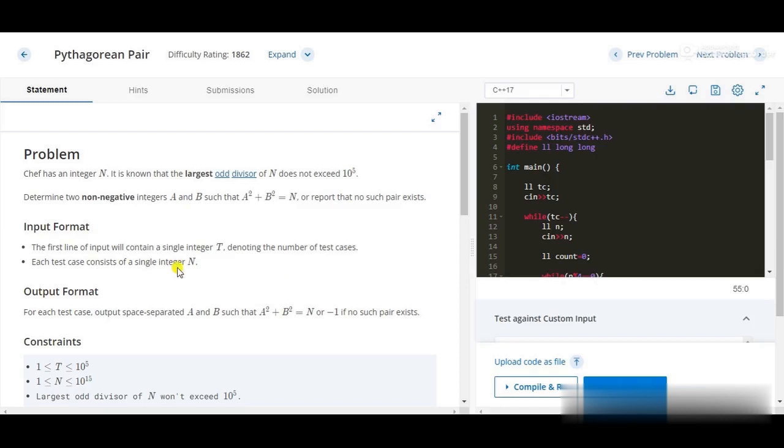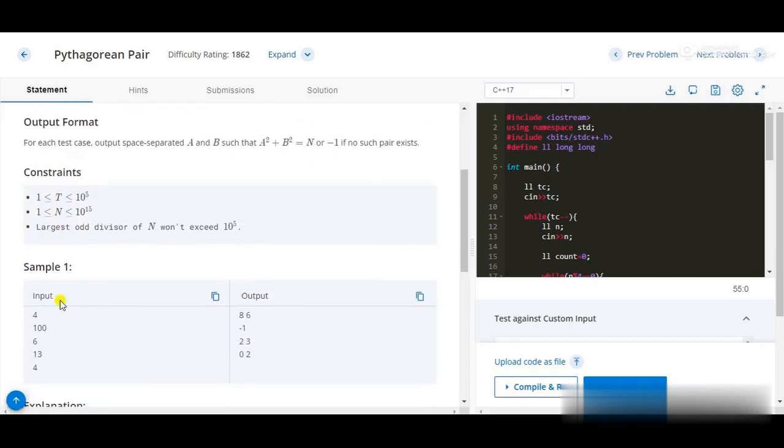The constraints given are from 1 to 10 to the power 15, which means n is quite large, much larger than 10 to the power 8. So we can't run the loop from 1 to n, or 0 to n, because otherwise it will give a time limit exceeded error. The brute force approach that comes to mind is to run a for loop from 1 to the square root of n, apply the two pointer approach, find the pair and print it.